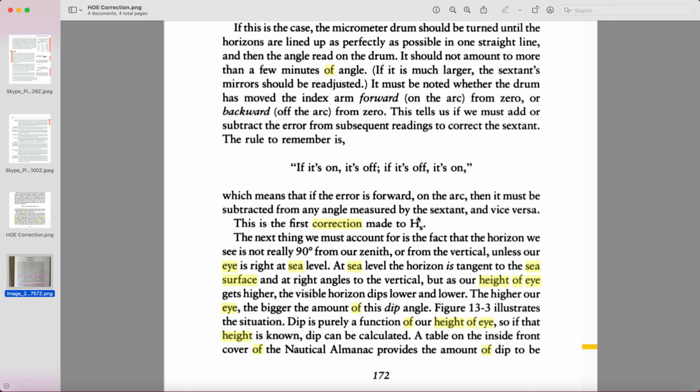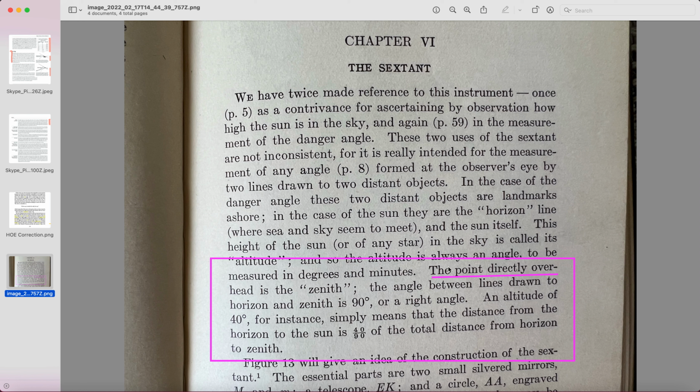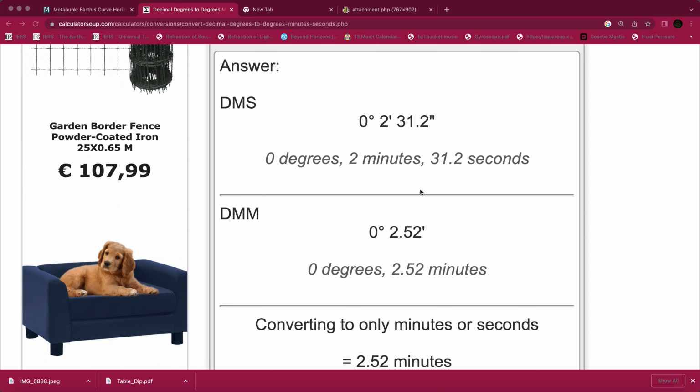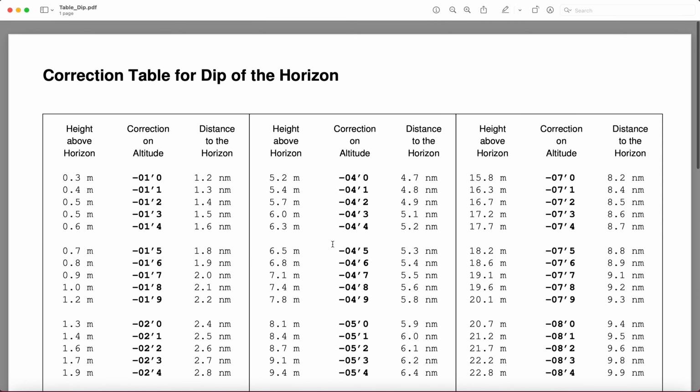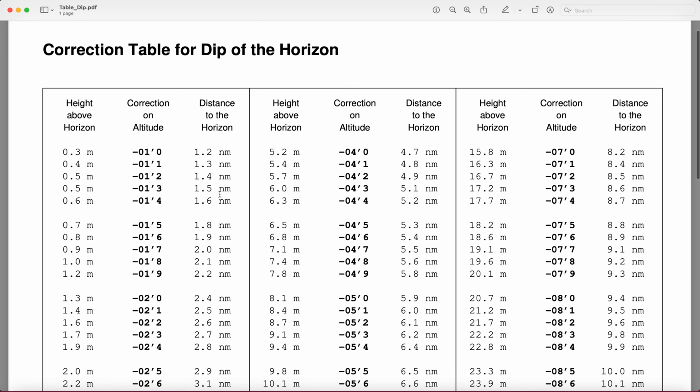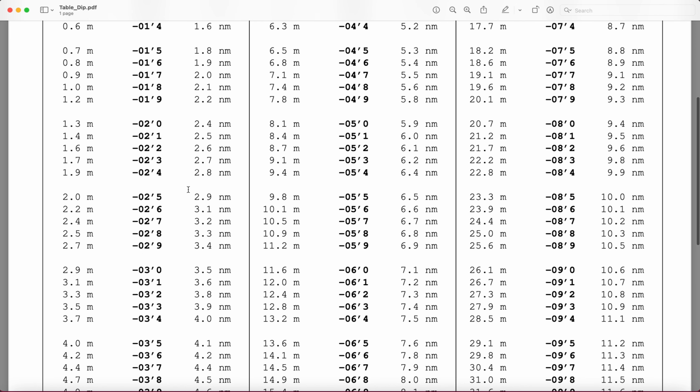So this is from Harold Jacobi. The point directly overhead is the zenith. The angle between the lines drawn to horizon and zenith is 90 degrees, or right angle. So they are constantly correcting for a right angle with these tables. So they're correcting for a right angle, right? So the distance to the horizon thing is just a calculation based on a right angle calculation. That's all it is. So the 2 meter correction here is 2.5, right?